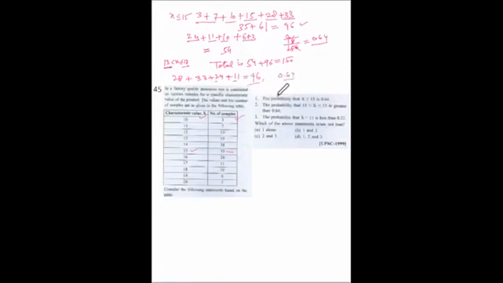The probability that x is equal to 15 is less than 0.22. So we take for 15, which is 33 upon 150. So this is exactly 0.22, so not less than. Which of the above statements are not true? So 2 and 3 are not true. First is true. So the answer is C.